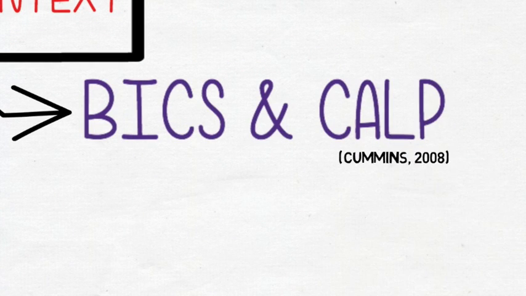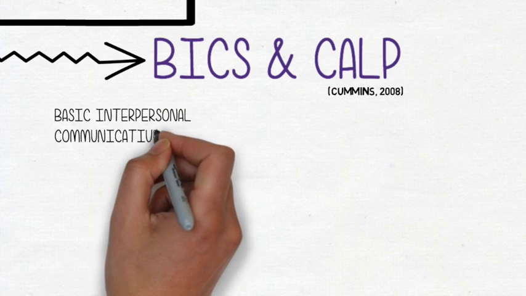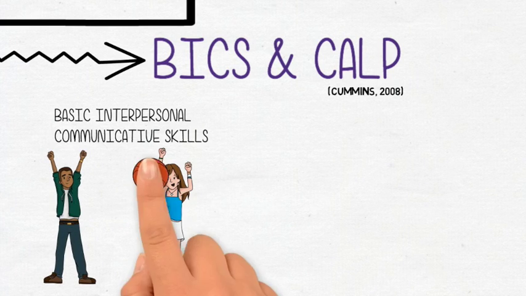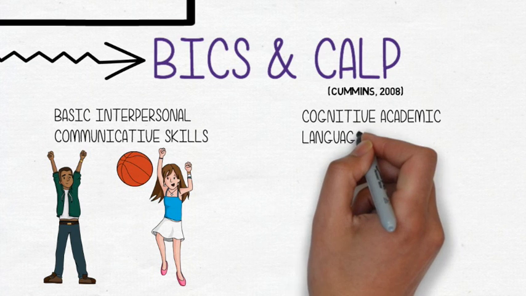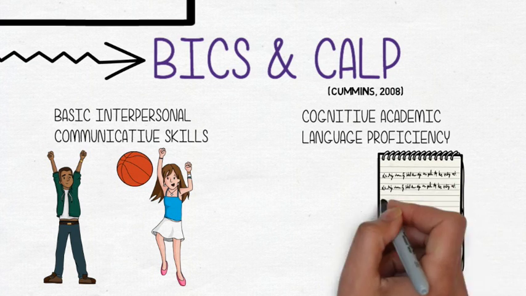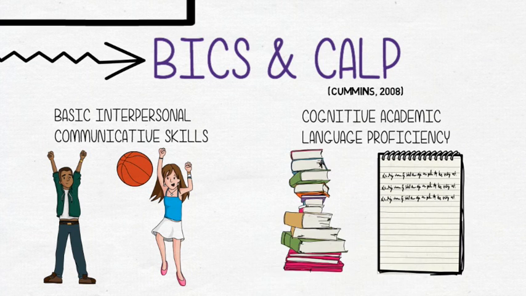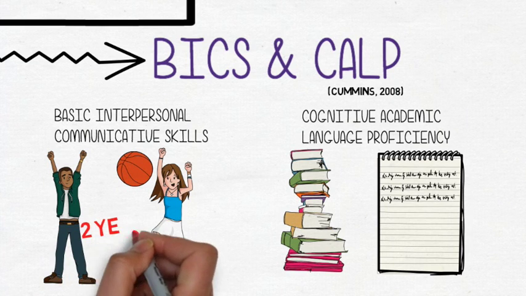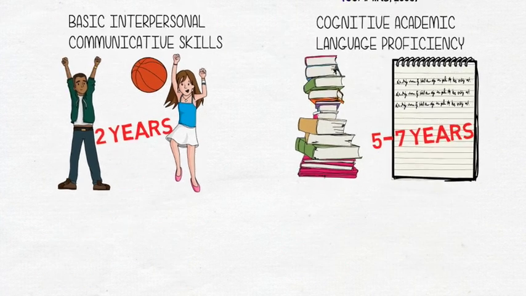BICS, or Basic Interpersonal Communicative Skills, refers to the everyday conversational language that develops within social settings such as the playground. CALP, on the other hand, stands for Cognitive Academic Language Proficiency and is crucial for success at school, as it refers to the ability to communicate more abstract ideas in both written and oral modes. Cummins notes that BICS develops within 2 years of exposure to English, whilst EAL students require approximately 5 to 7 years of instruction to develop CALP.